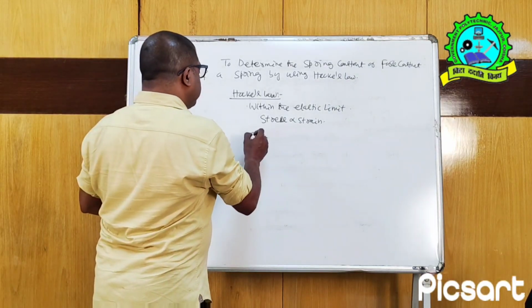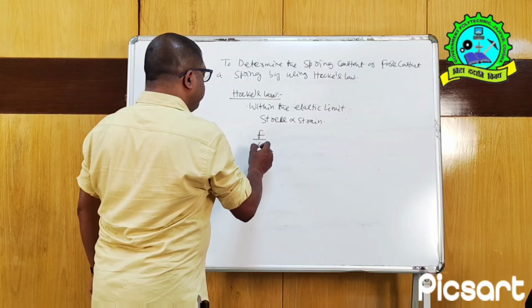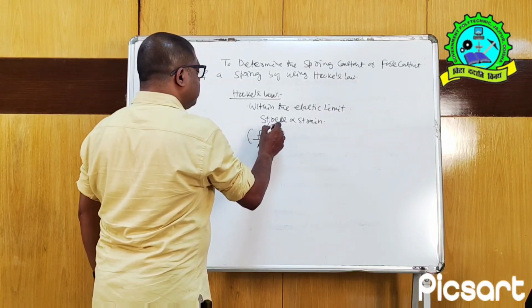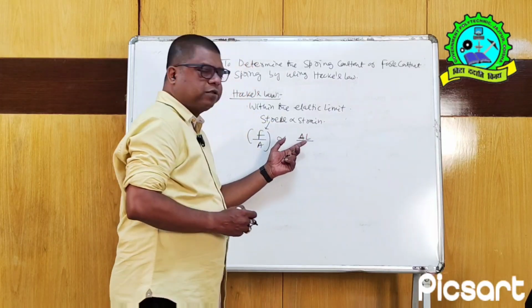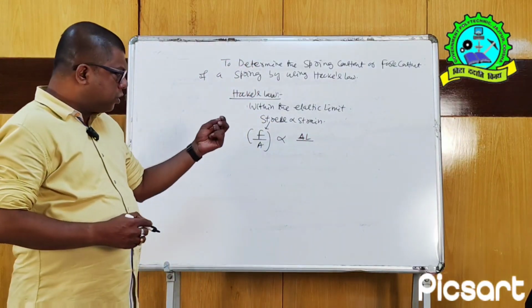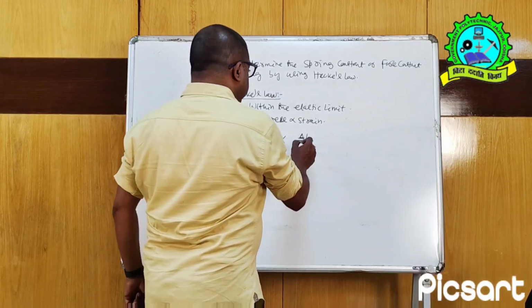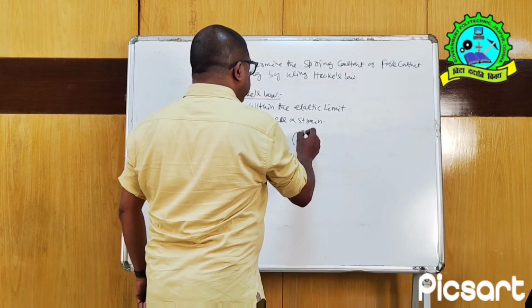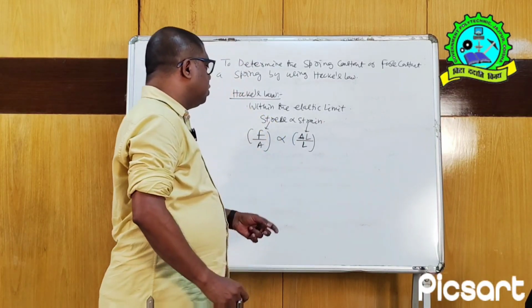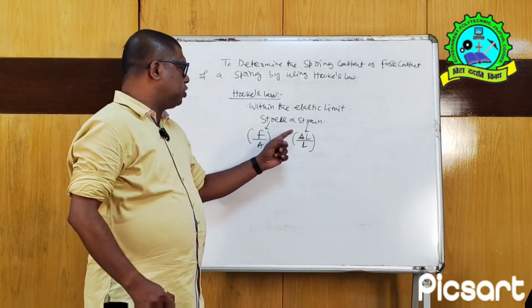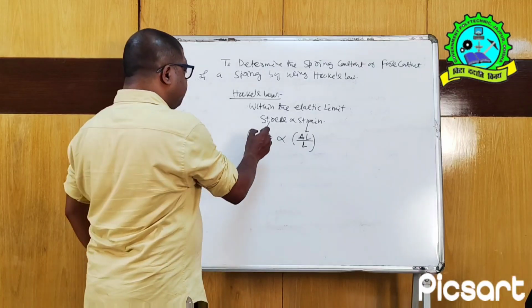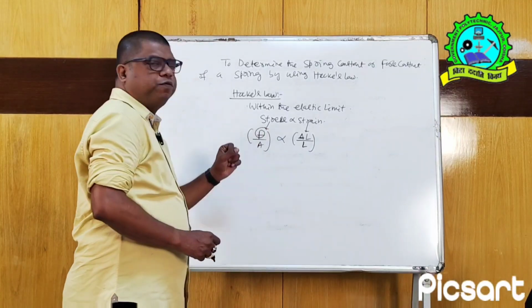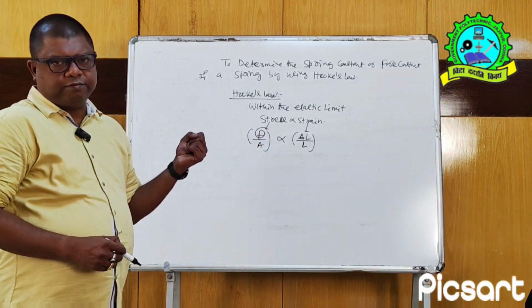And stress means the restoring force per unit area. And strain means, in this case we are only discussing the longitudinal strain, that is change in length by original length. So this is the stress by strain. Stress is directly proportional to strain within the elastic limit. So this is the force. Force means the restoring force or applied force, you may take.